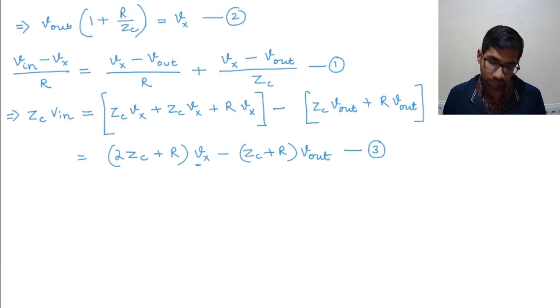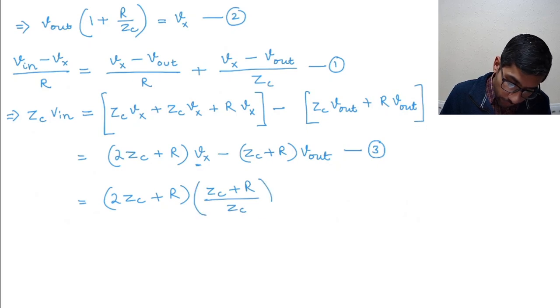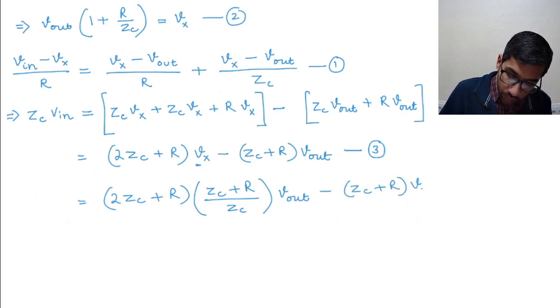Okay, so I've just removed the circuit so that we can write out the maths, this arithmetic, and let's just continue solving it. So what I said was, what we want to do is we want to substitute for this Vx from equation 2 here. So if we do that, what do we get? So what we get is, you have twice Zc plus R already, and Vx is Zc plus R over Zc, right? And that's V out now, minus Zc plus R V out.